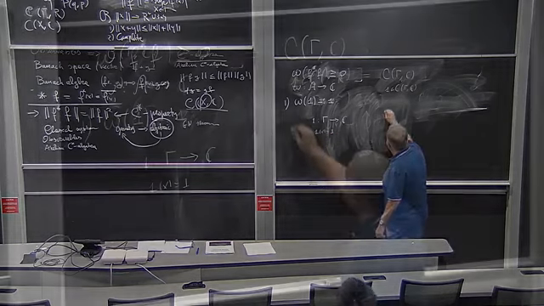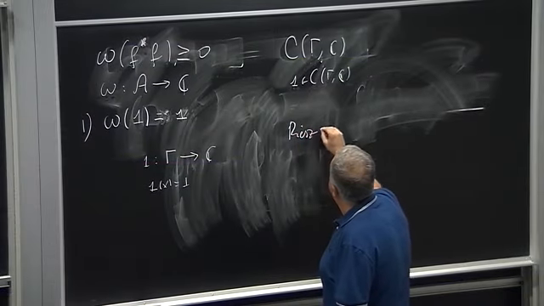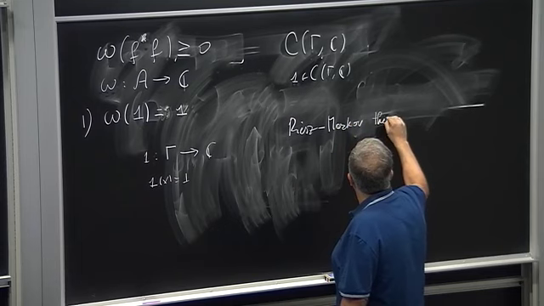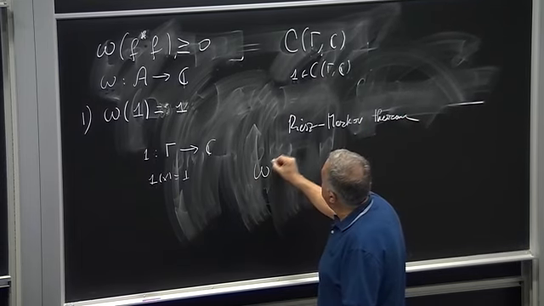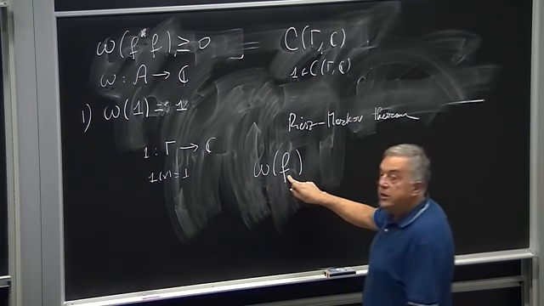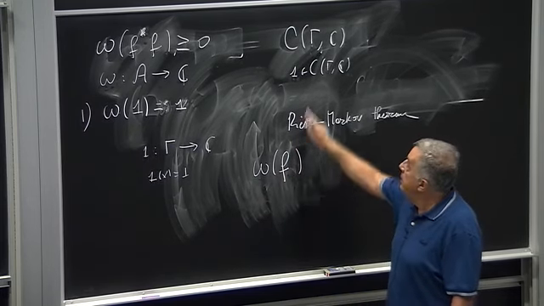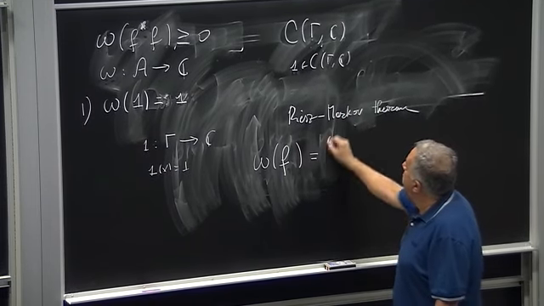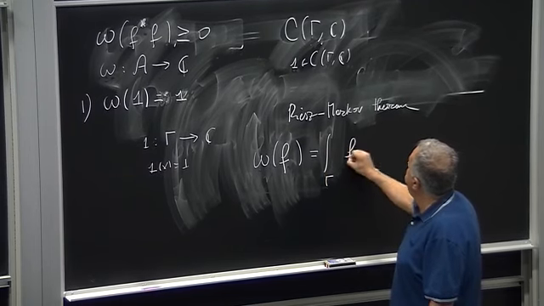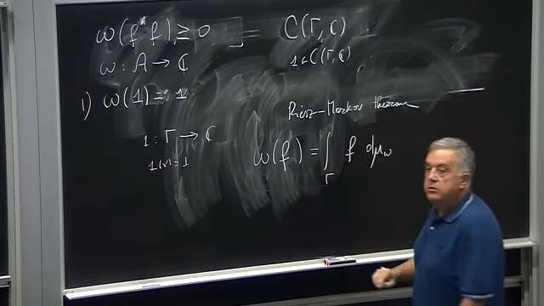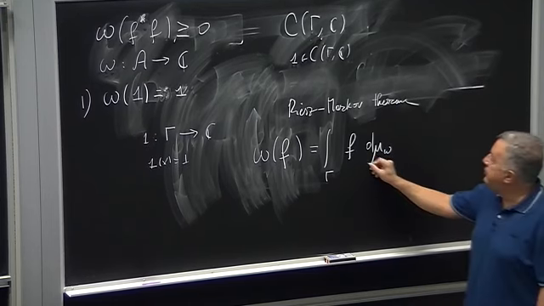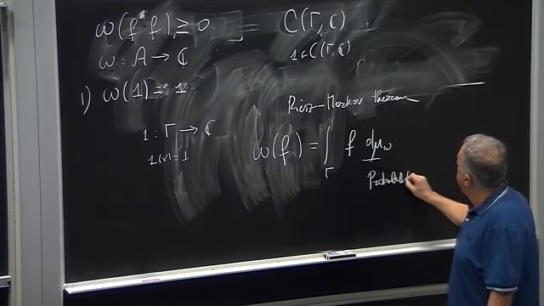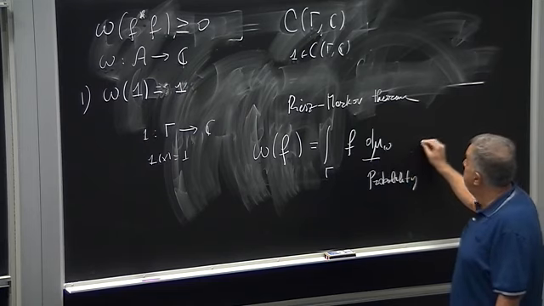So the Riesz-Markov representation theorem tells that every positive linear functional on the algebra of continuous functions on the phase space gamma is represented by a probability measure. This is a probability Borel measure. So it's a measure which is normalized to 1.